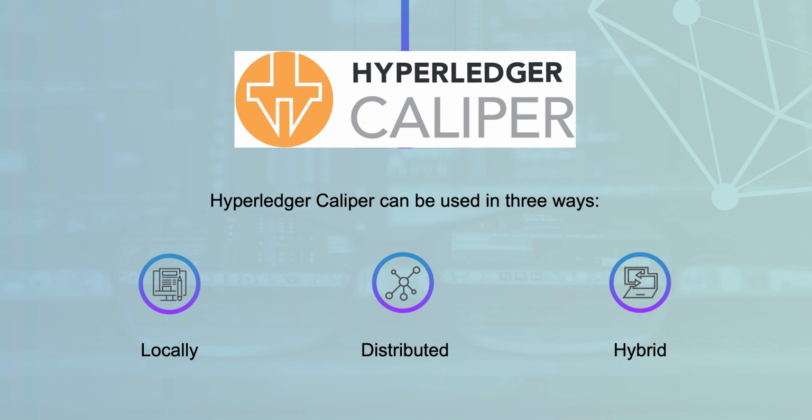Hyperledger Caliper may be used in multiple modes. It can be used locally on a single machine. It can also be used in a distributed manner where multiple containers are created to target a particular system. And you can, of course, mix the two modes together and have a hybrid solution.